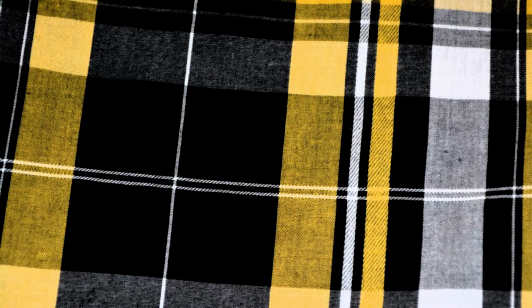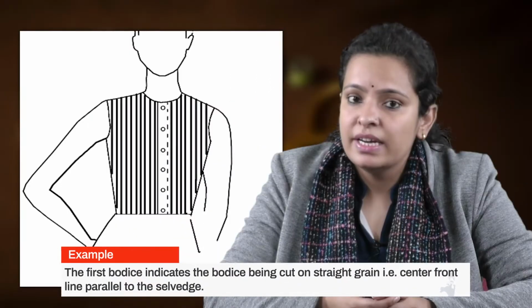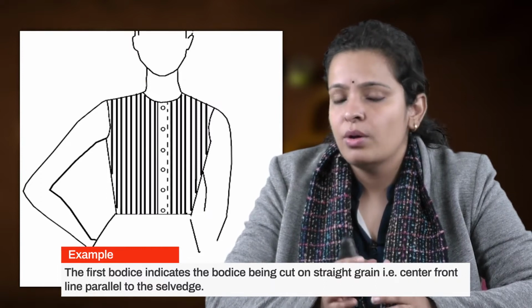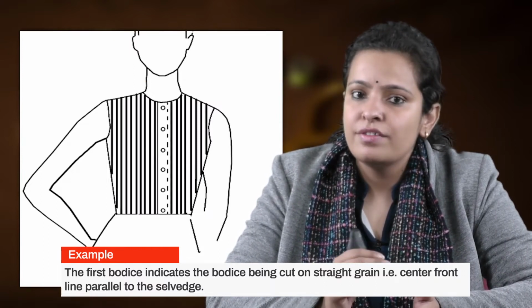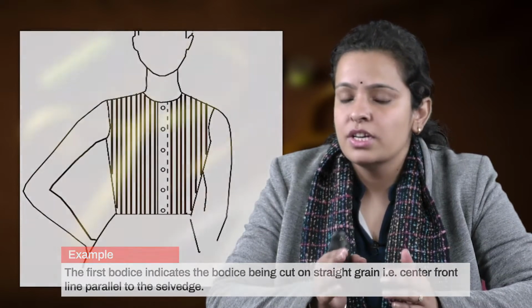You can understand this with the picture, in which there is a fabric with stripes, exemplifying all three grain lines which we discussed: first the lengthwise grain line, the crosswise grain line and the bias grain. In the striped fabric which you can see in the picture, a basic bodice is placed in three directions. The first bodice indicates that it is cut on the straight grain, that is, the center front line is parallel to the selvage.